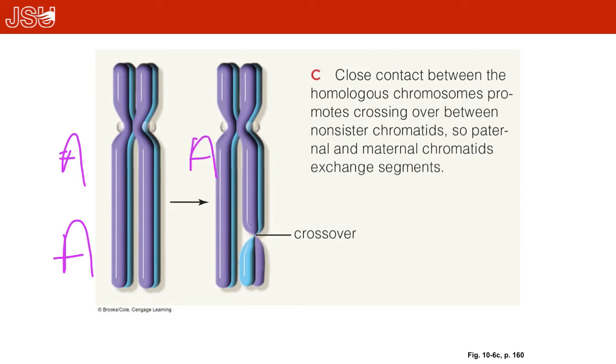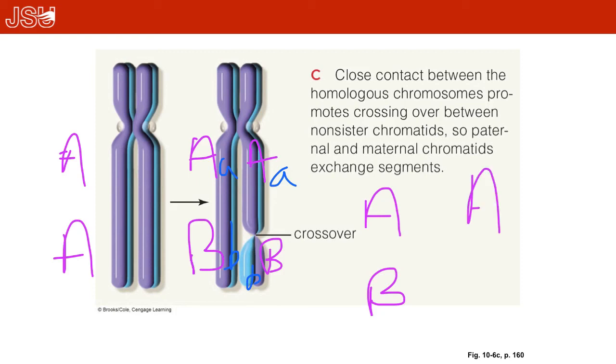This was A, this was A. Behind it was B and B, A and A, B and B. So we're going to swap the pairs. So it will be what? A, B, B, and what else? A and little b. We've swapped pieces.